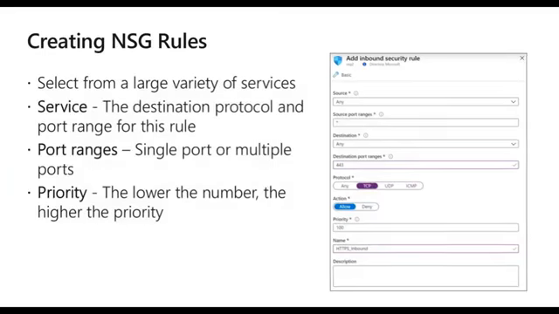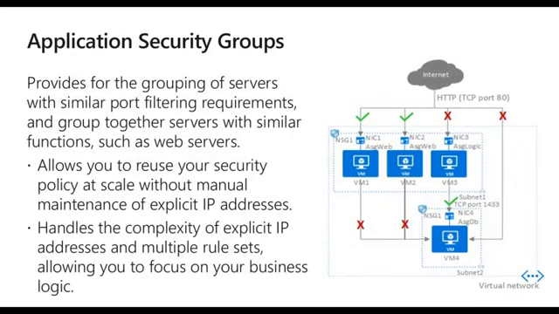Okay. Then creating NSG rules, already I have shown you. You need to specify the service, port range, and priority. Then, application security group. Now what happens over the time, we have a requirement that we have many web servers deployed in Azure, and you have to write the same rules again and again in different NSGs. So at that time, we can create an application security group for a particular rule, and in the NSG we can select that particular ASG, that application security group.